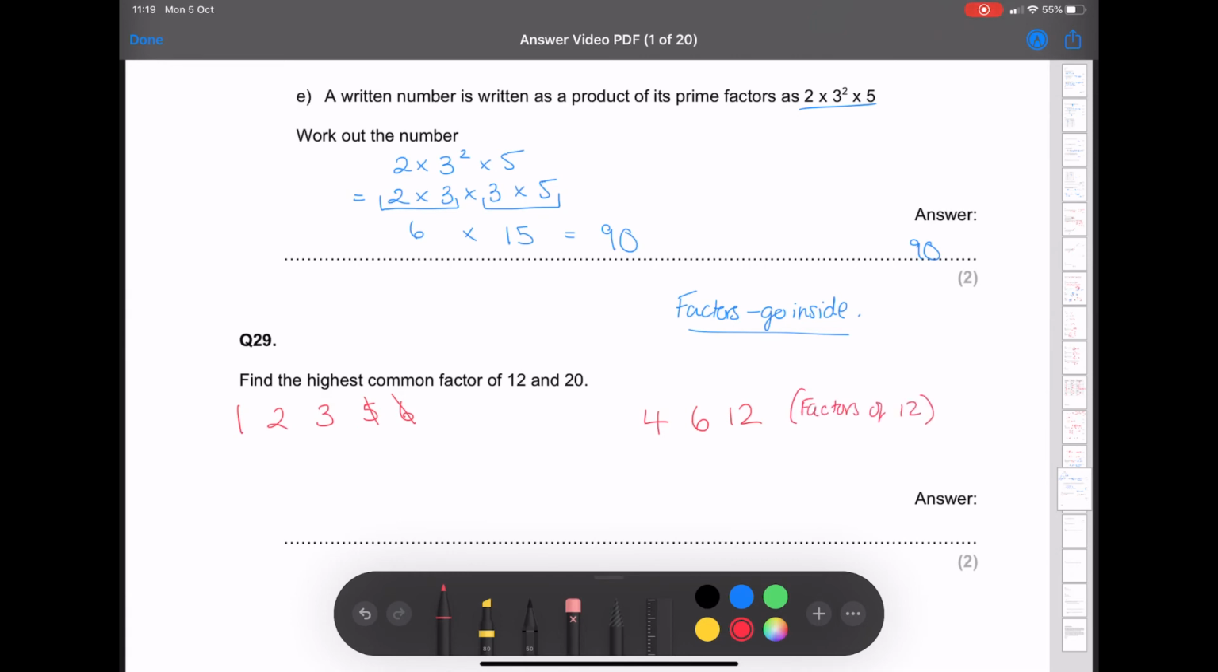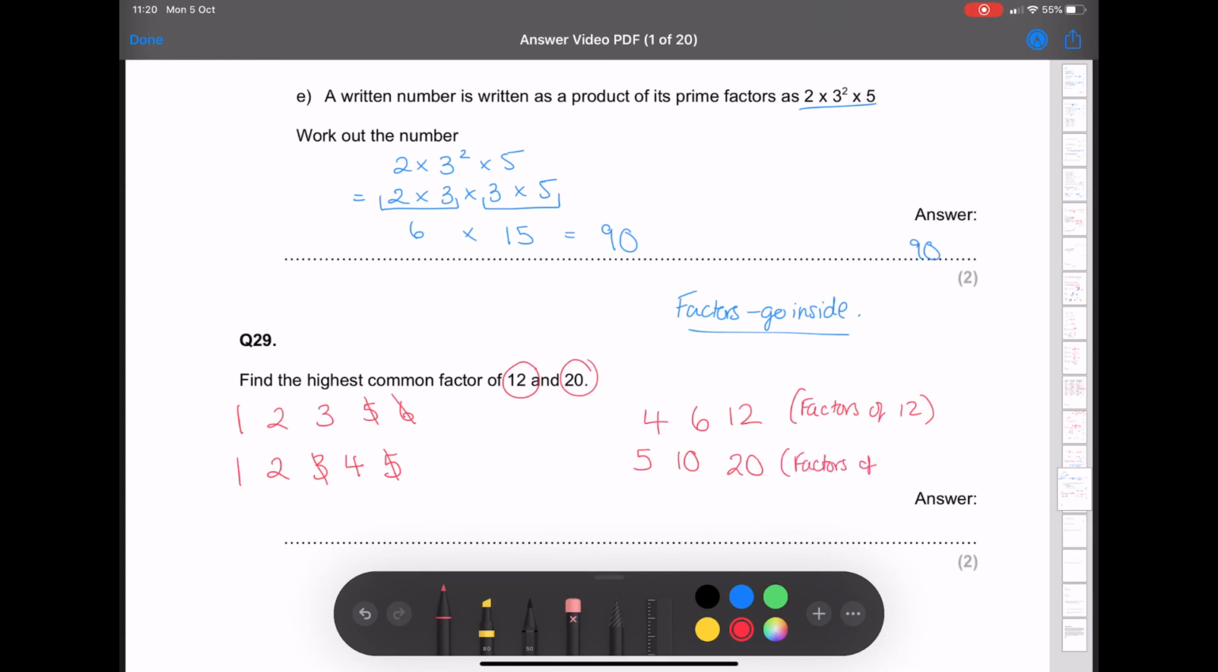Let's do the factors of 20 now. Does 1 go into 20? Yes. 1 times 20 is 20. Does 2 go into 20? Yes. 2 times 10 is 20. Does 3 go into 20? No. Does 4 go into 20? Yes. 4 times 5 is 20. Does 5 go into 20? Yes, but I've already done it. So I've done them all. I've got all of my factors of 20.